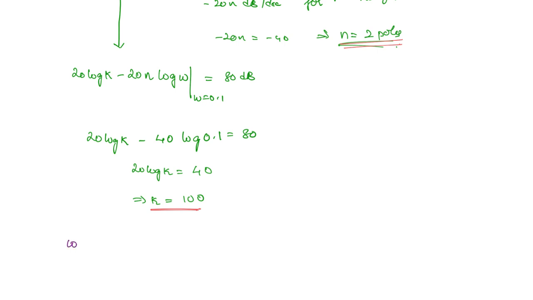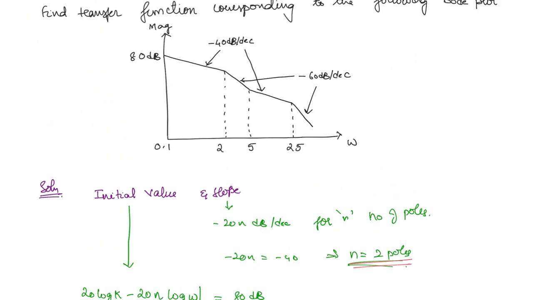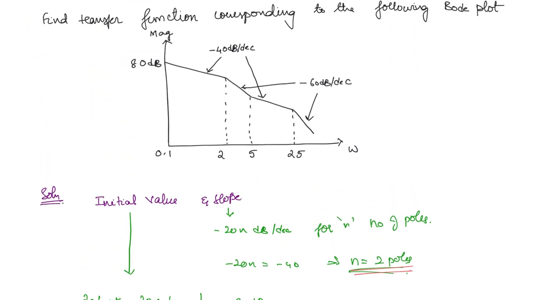Next what we can find out? We can find out the corner frequencies. Wherever there is a change in slope, there is going to be a corner frequency, right? So you can see that there is a change of slope at 2, 5 and 25. But what is the change in slope? At 2, the slope is changing by minus 20, from minus 40 to minus 60. So this will correspond to one single pole.